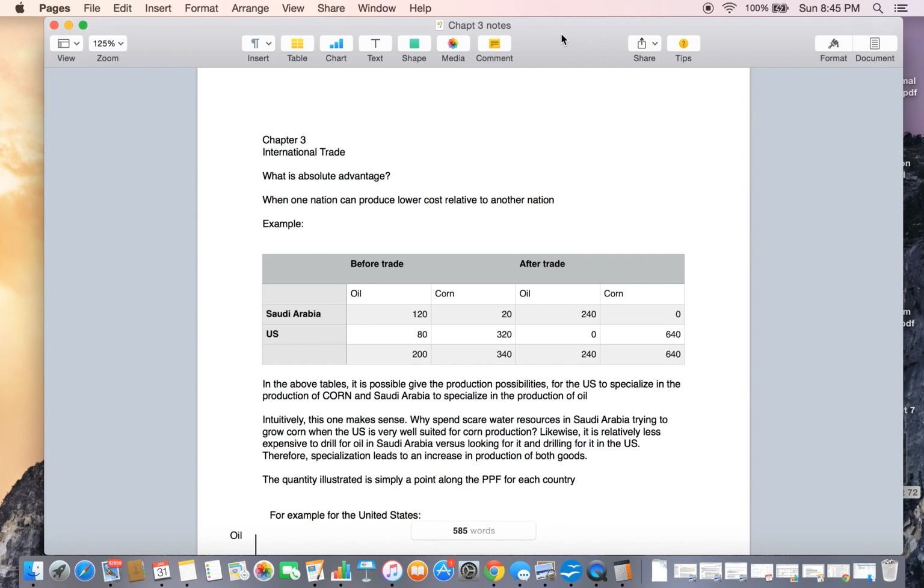This week we're going to look at chapter 3. This is our third week. On the first week we looked at the syllabus and Canvas. Then we covered supply and demand last week, and now we're going to be looking at international trade.